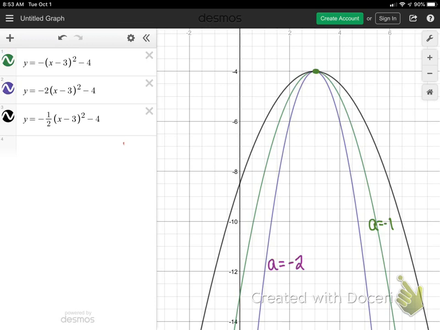okay? My black graph, I have a fraction. For that graph, my A value is negative 1/2. That graph is going out further. Now, the negative 2 and the negative 1/2 are called stretching and shrinking factors. And their behavior is a little bit different than what we would expect. So that's why I want you to look at this graph. And this would be a reasonable thing to take a picture of or go back to the recording and be sure you have it. Okay? Can I go to the next one?